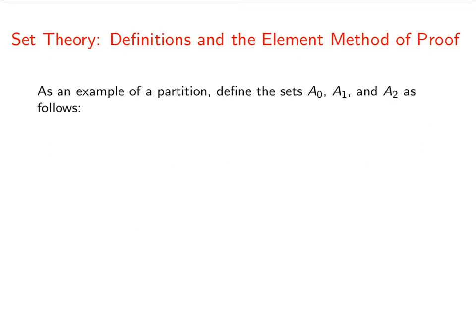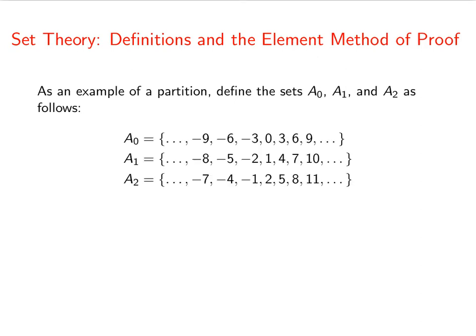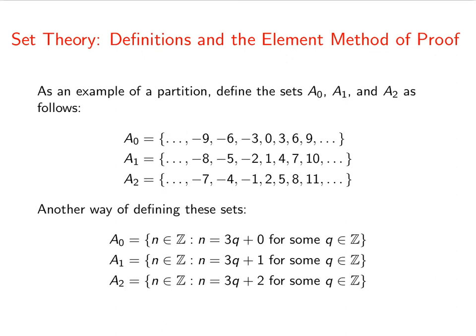So let's give an example of a partition. We'll define the sets A0, A1, and A2 as follows. So here are the sets A0, A1, and A2. You should be able to see what's going on with these sets. Here's another way of defining the sets.